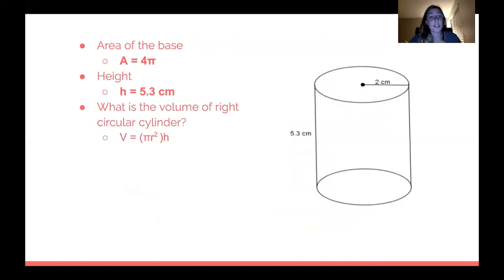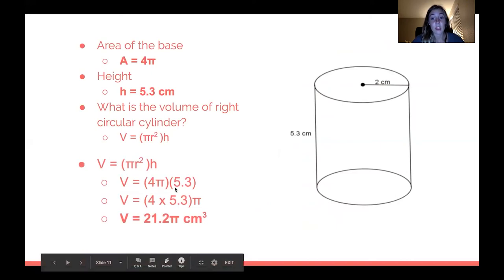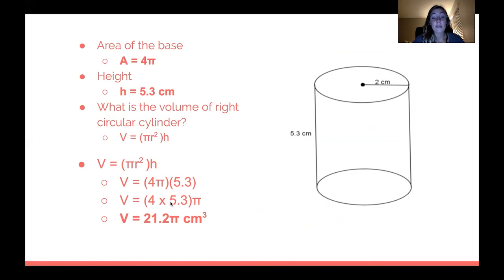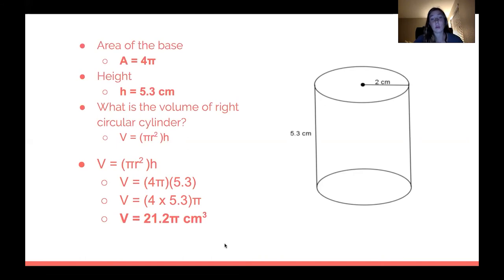So we have our area of the base, which is 4 pi, our height 5.3. So we know what to do at that point. What's the volume of the right cylinder? Well, it's the area of the base times the height. So we have our 4 pi times our height, which is 5.3. 4 times 5.3 is 21.2, and we have our pi here, and we're just going to bring it down. So the pi also, you know this, equals 3.14.